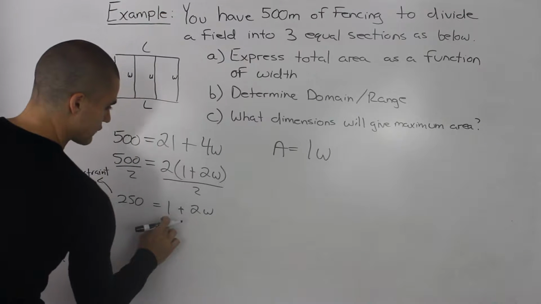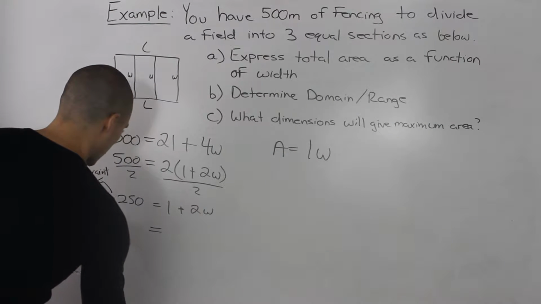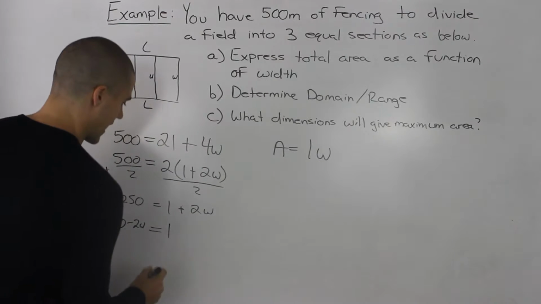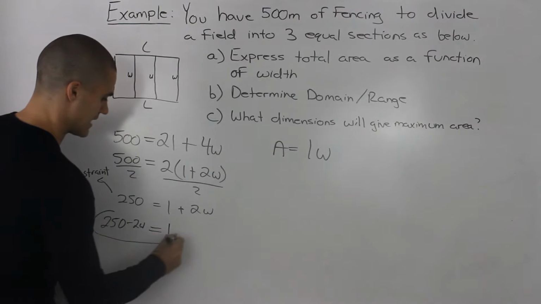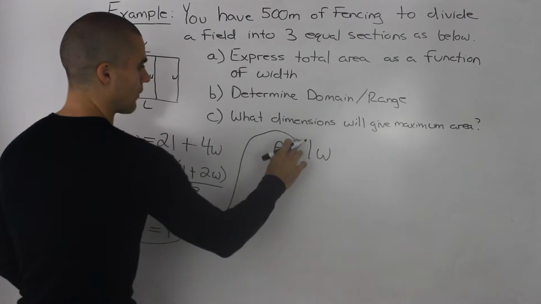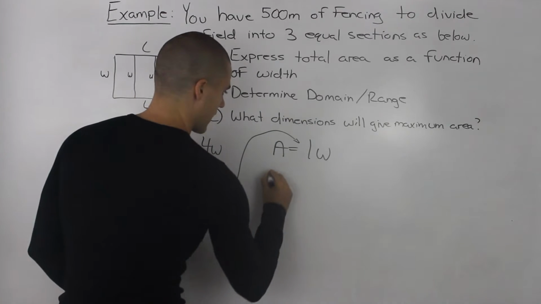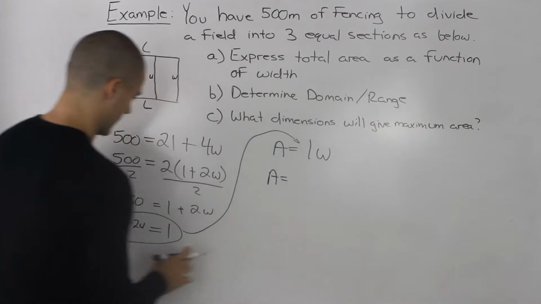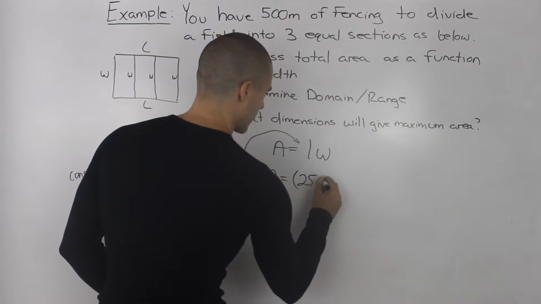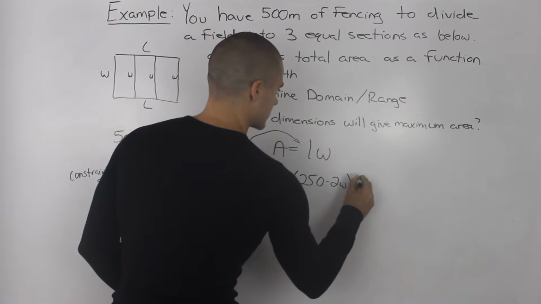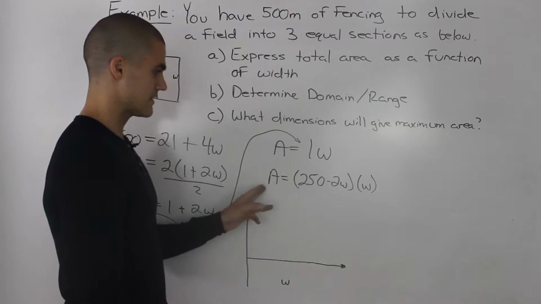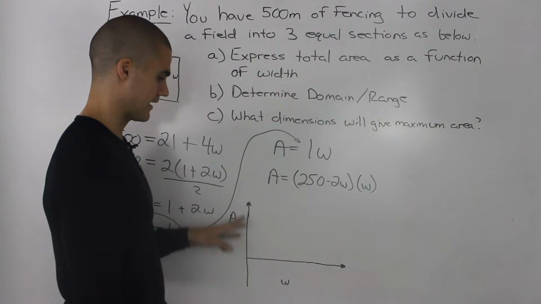So isolating for the L, bringing the 2W over, we would have 250 minus 2W is equal to L. And then we take this L from our constraint and sub it in to our area function. So area would equal, instead of L now, we're going to write 250 minus 2W times W.